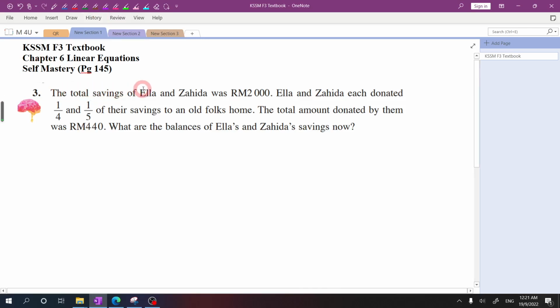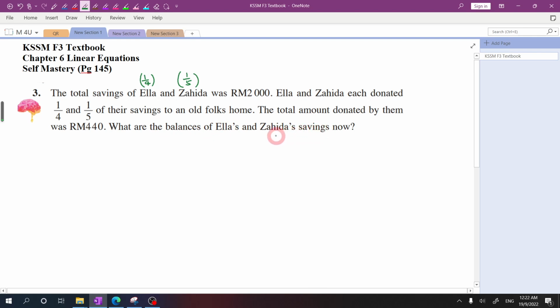The total saving of Ella and Jahida was 2,000 ringgit. Ella and Jahida each donated 1/4 and 1/5 of their saving to an old folk home. So Ella donated 1/4 of her total saving. Jahida donated 1/5 of her total saving. The total amount donated by them was 440 ringgit. What are the balances of Ella and Jahida's saving now?